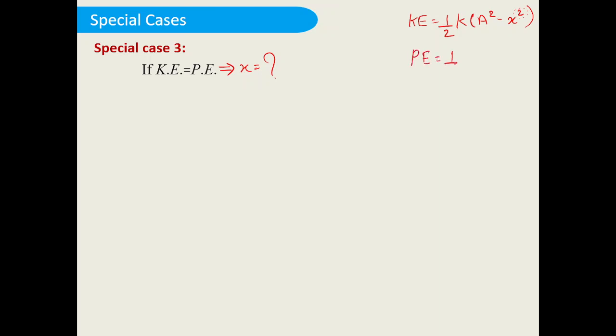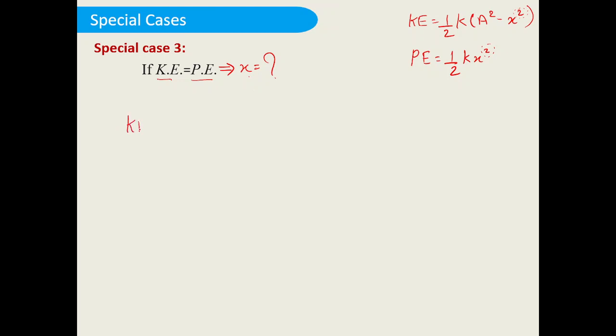Potential energy is equal to half k x square. So because of the square, it is not linear. Linear means it is a straight line, but rather it is a parabolic shape. We will see the diagram. So we will substitute the value of kinetic energy, we will substitute the value of potential energy, and we will calculate what is the value of x.